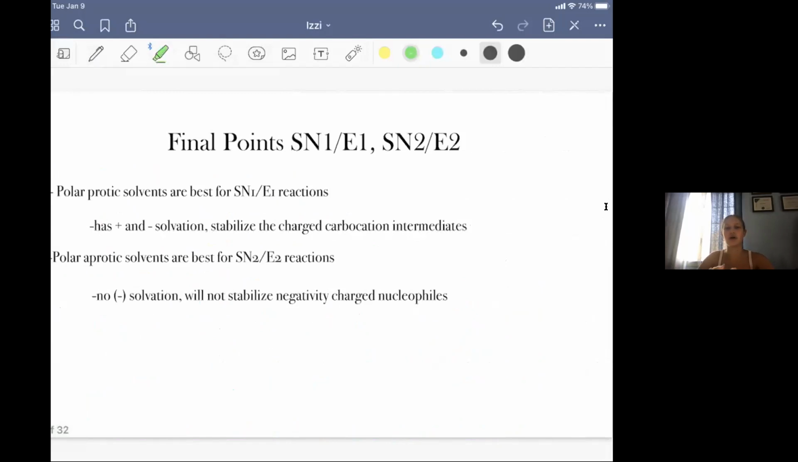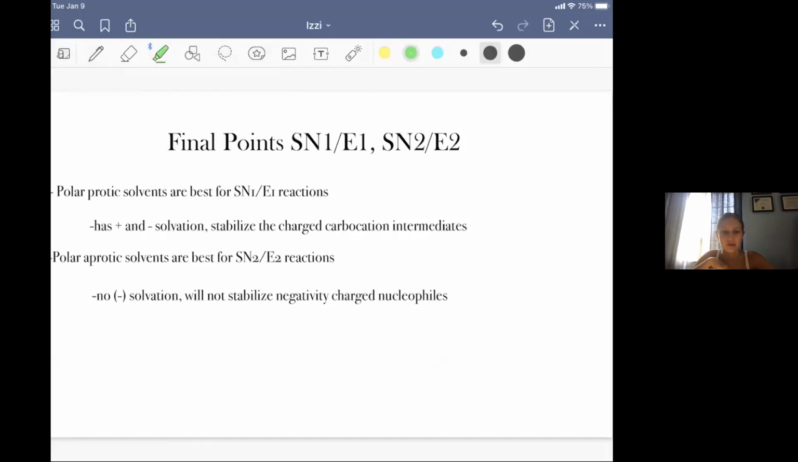So now I'm just going to go over final points for SN1, E1, SN2, E2 reactions. And this has to do with polar solvents specifically. So remember that polar just means that there's a high dielectric constant, and that allows for the separation of ions. So polar protic solvents are best for SN1 and E1 reactions, and they have both cation and anion solvation. So they're able to stabilize the charged carbocation intermediates. And this is specifically because it's protic.